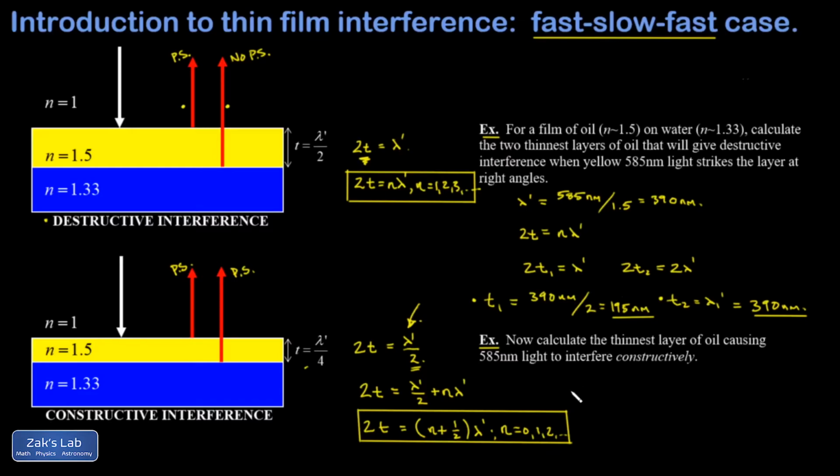Now in our second example, we're asked to calculate the thinnest layer of oil causing 585 nanometer light to interfere constructively. So that's where twice the thickness of the layer gives me an additional half wavelength of travel distance. So 2t is equal to lambda prime over 2. Solving for t, and I've already got lambda prime from the first example, that's 390 nanometers. So I get 390 over 4. This gives me a thickness of 97.5 nanometers. So at that thickness, the yellow light interferes constructively.